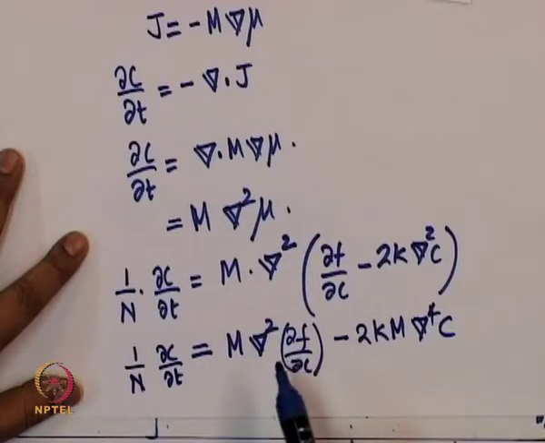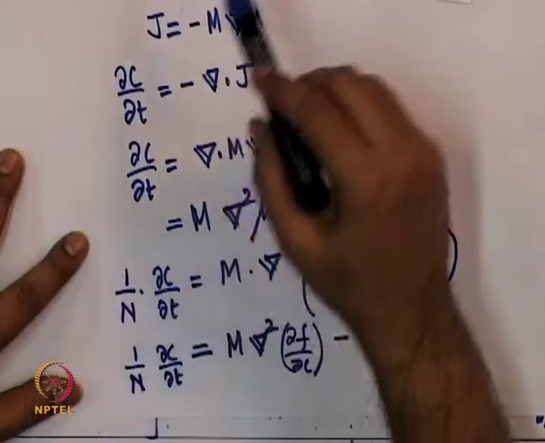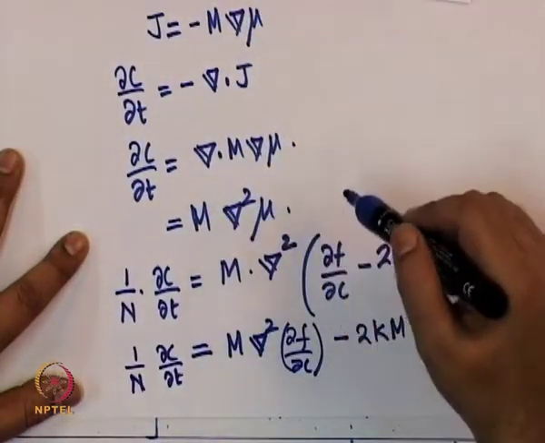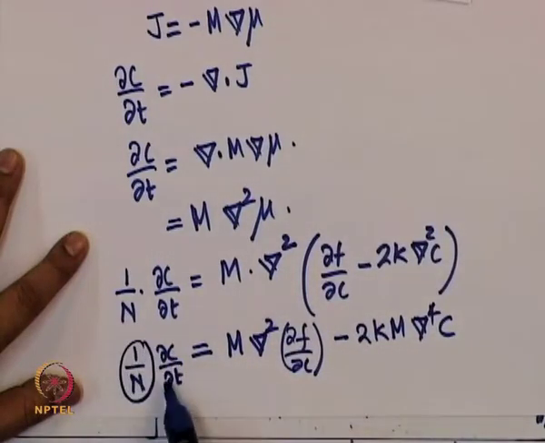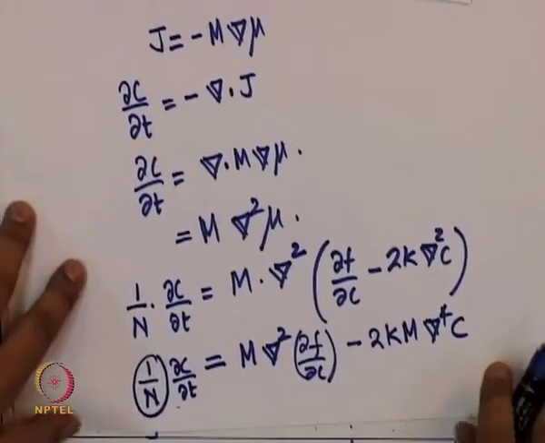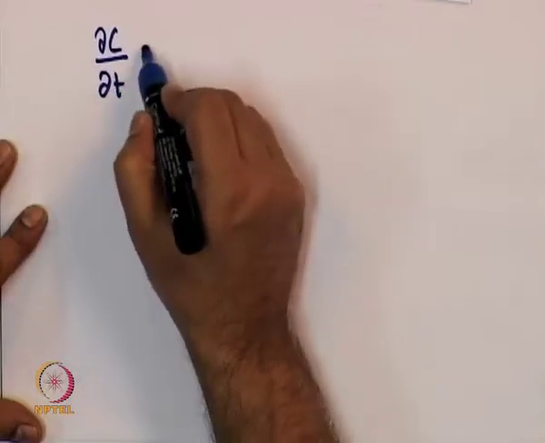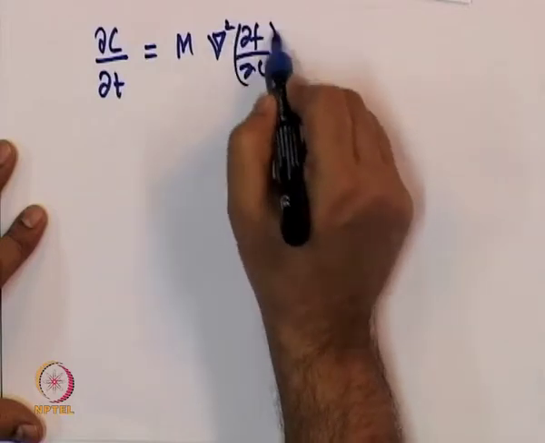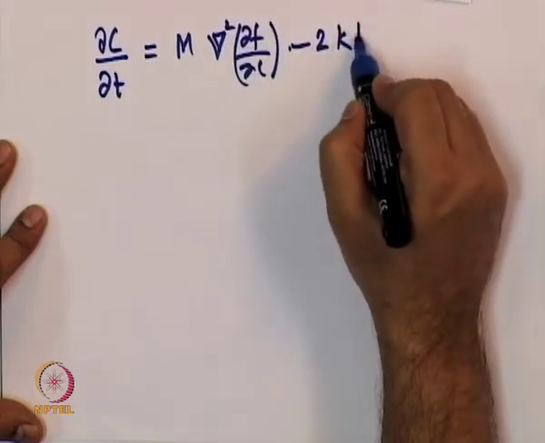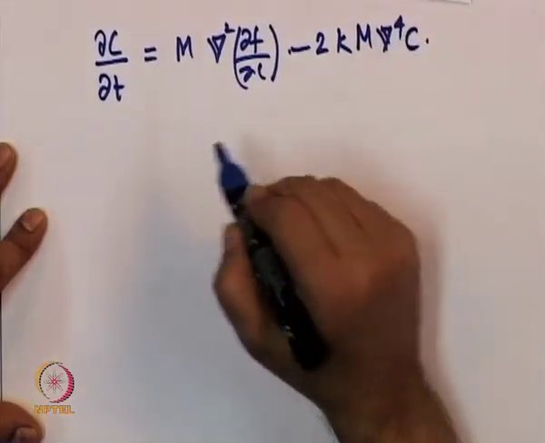Suppose we incorporate the free energy that we wrote in terms of per atom, then one can get rid of this n term. So, we will get something that looks like that. Assuming that the free energy that I wrote is for the entire volume, I divide by the number of atoms. So, I get per atom free energy, then the modified diffusion equation that I derived becomes m del squared dou f by dou c minus 2 kappa m del power 4 c.